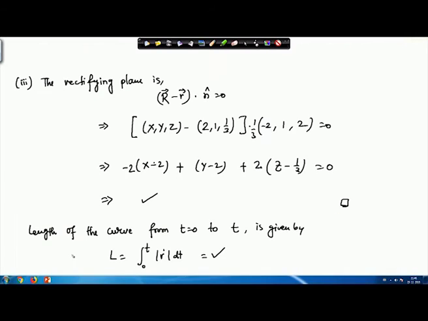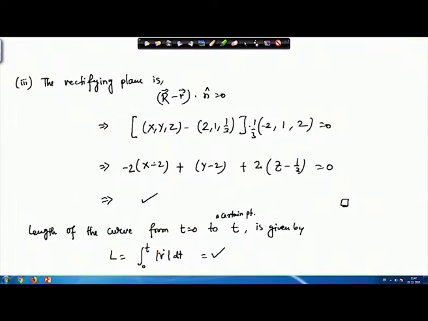So in the last class, after deriving the equation of the rectifying plane, I moved on to show you how you can calculate the length of a curve from a point t equals 0 to a certain point, let us say t equals some t1. So this is basically given by the integral from 0 to t1 of the magnitude of r dot dt.